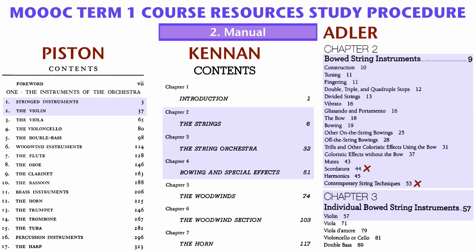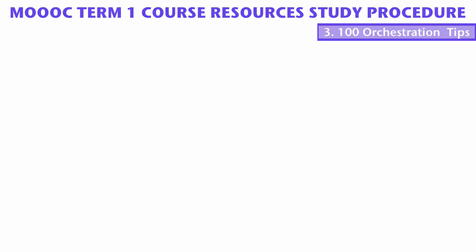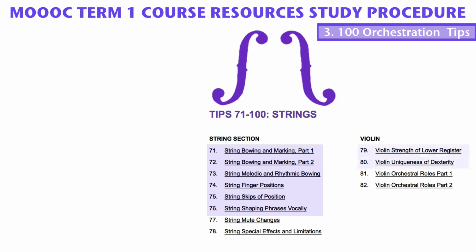Finally, augment your understanding of violin scoring with some inside information in my book 100 Orchestration Tips. Of course, you may just want to read the whole book, but for this lecture, you need to focus on chapters 71 to 76, discussing bowing, finger positions, and lyrical phrasing. Then chapters 79 and 80, which underline certain unique characters of register and technique for the violin.